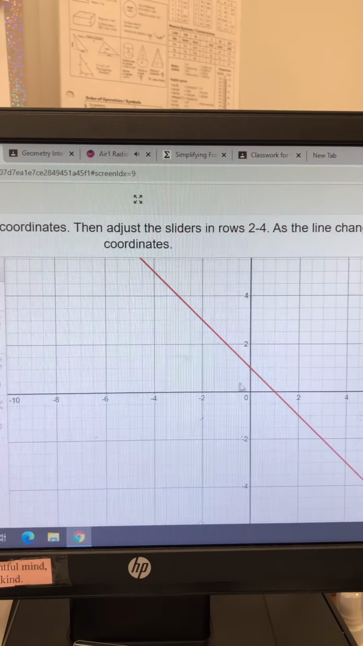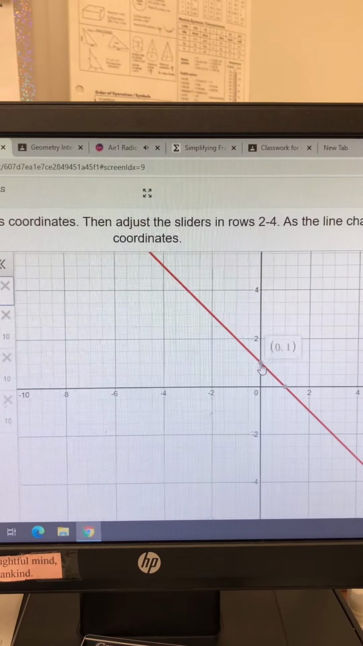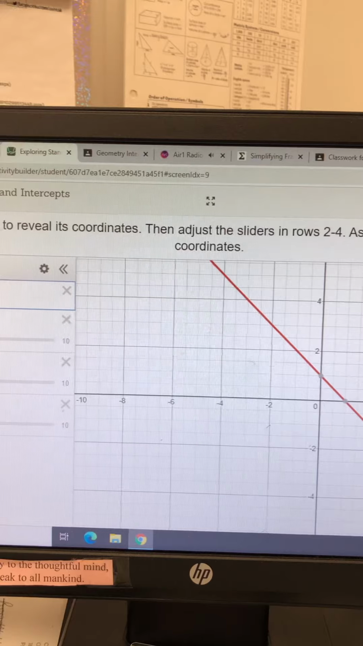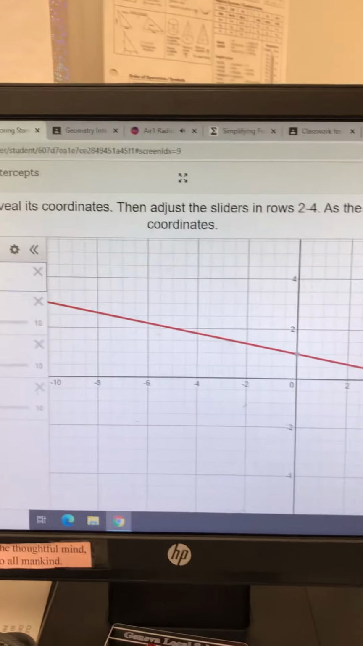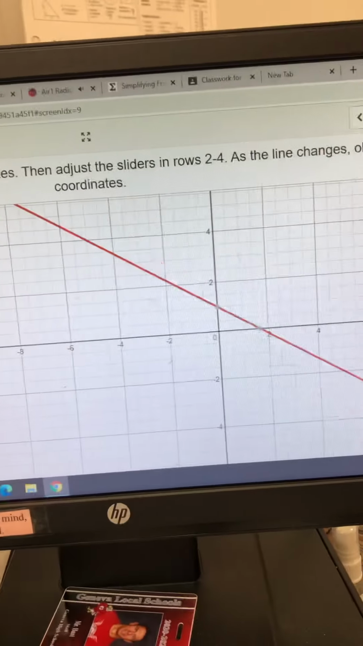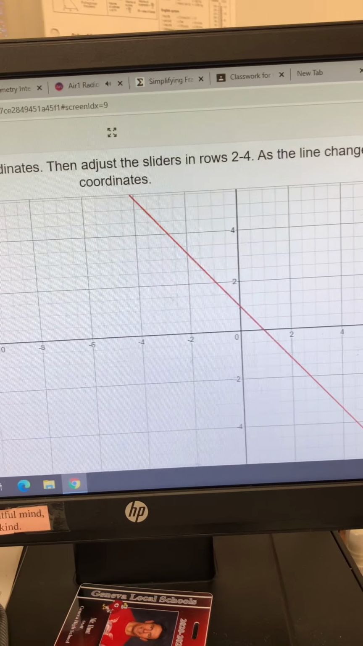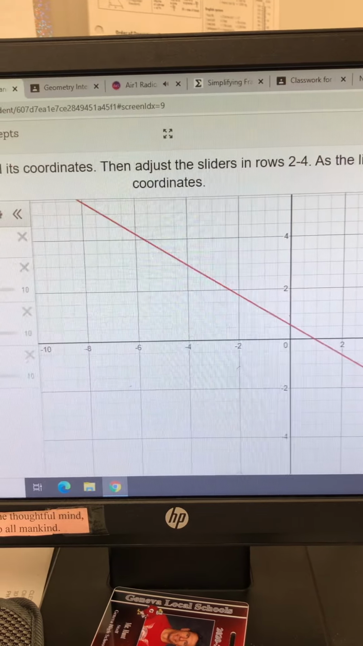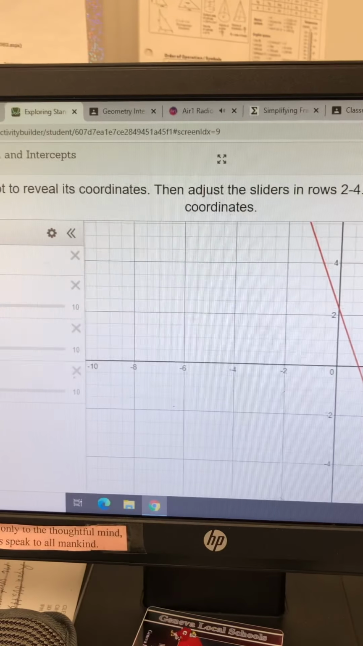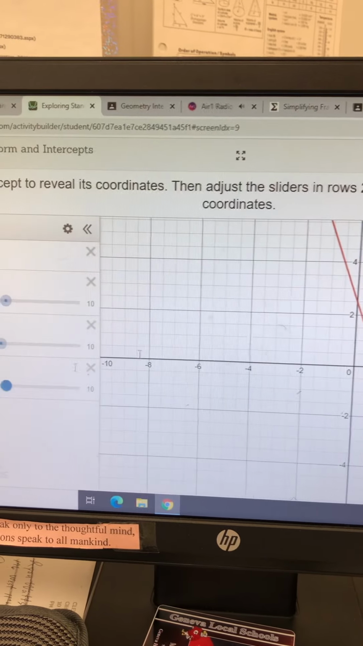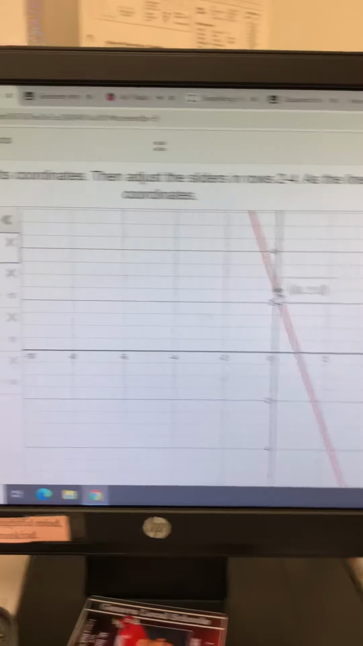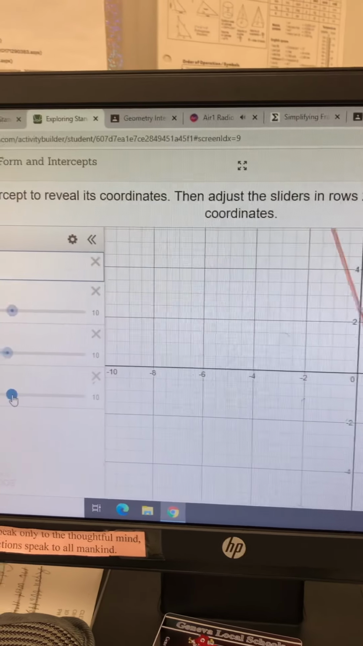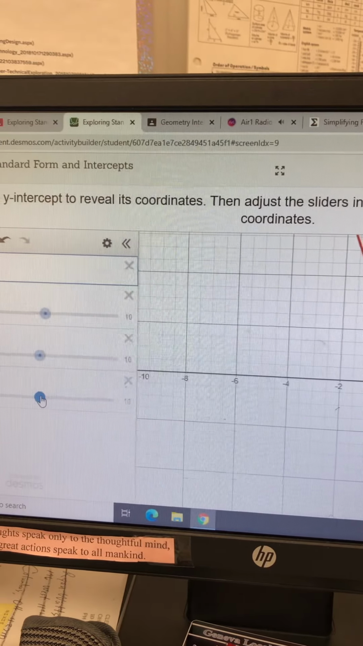And then change it to click your y. And then when you move the A, notice that the y-intercept stays. B, notice that the y-intercept changes. And then C, notice that the y-intercept, if I click on it, moves up and down when I change my C. Okay?